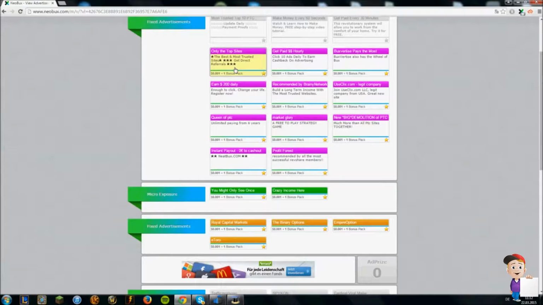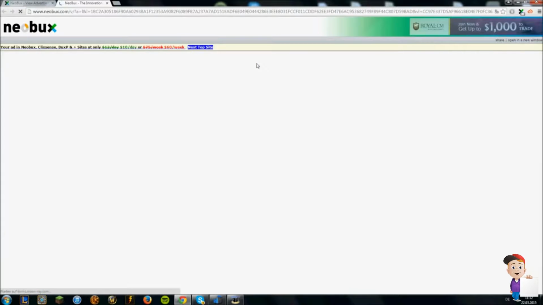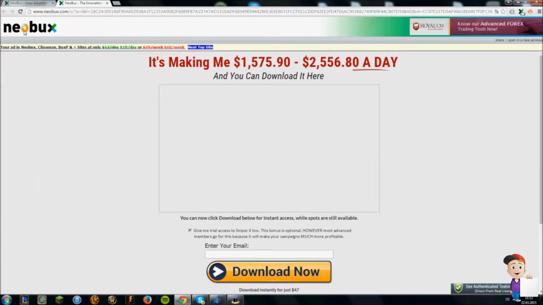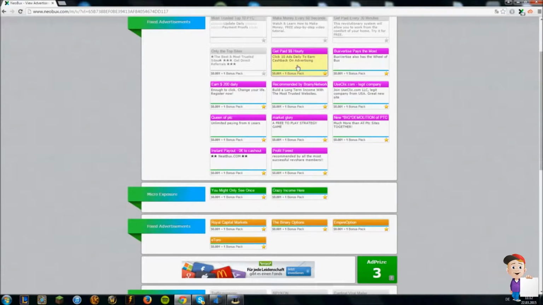So what do you have to do here? You simply have to click on an ad, on this for example. Then you click the red point, and a new page will pop up, on which you have to stay for a few seconds. You can see the time here running down, and after the time is over, you get this message here, advertisement validated, and you got this amount of money, and yeah, you can close this page now and view the next ad.